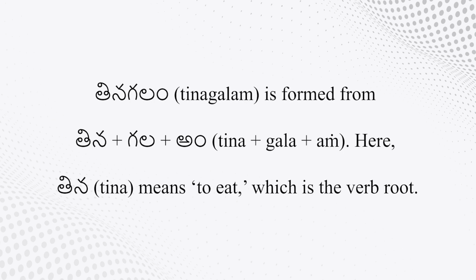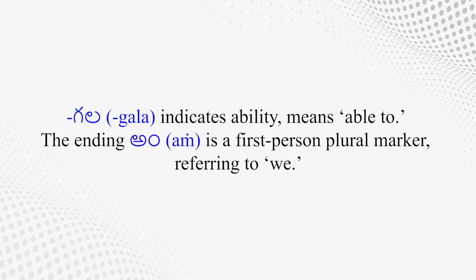తినగలం is formed from tina plus gala plus m. Here, tina means to eat, which is the verb root. Gala indicates ability, means able to. The ending m is a first person plural marker referring to we. Therefore, తినగలం means we can eat.